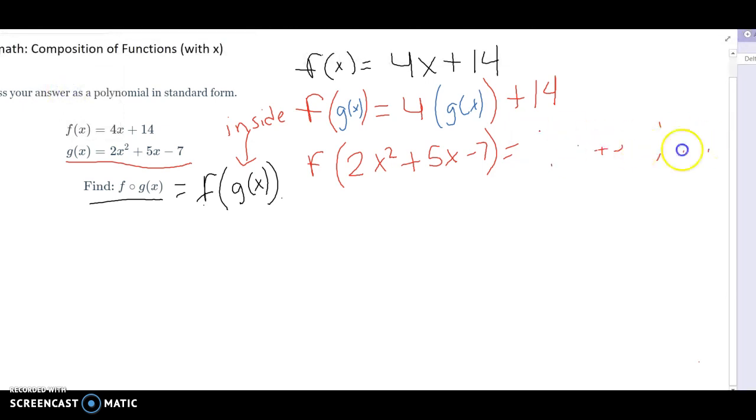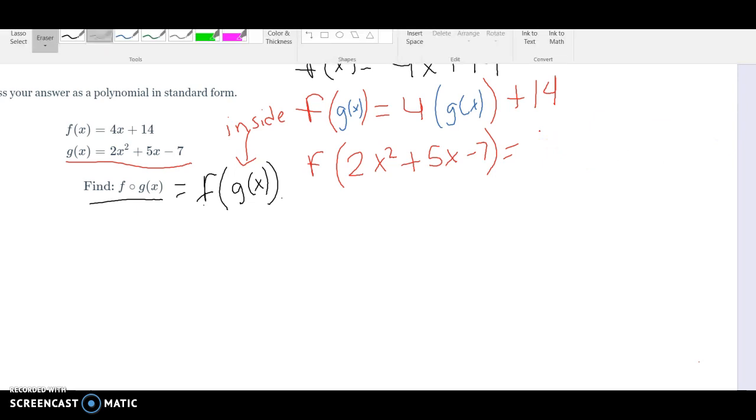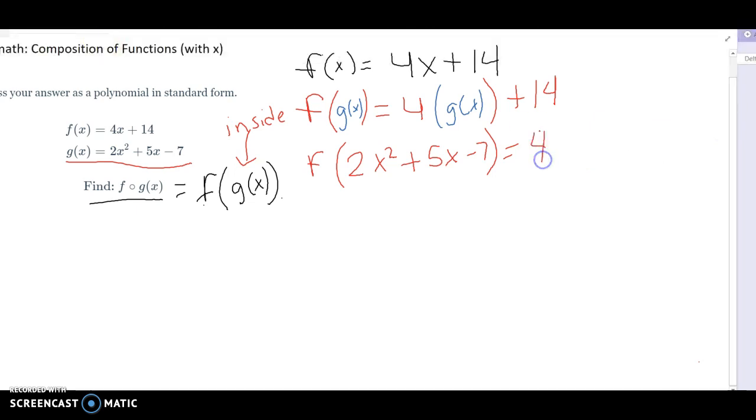Let me erase that because that is badly written. So we're going to have 4 times the g of x we said was 2x squared plus 5x minus 7. And then add the rest of the function. Don't forget it. Make sure you're always showing all your steps. So we replaced our x with g of x, which g of x was this equation right here. And now we have this new written expression.